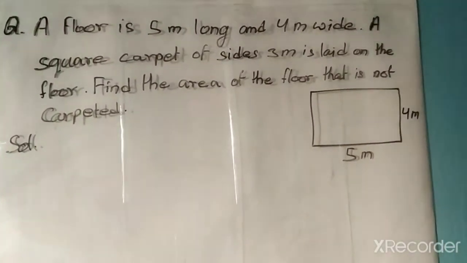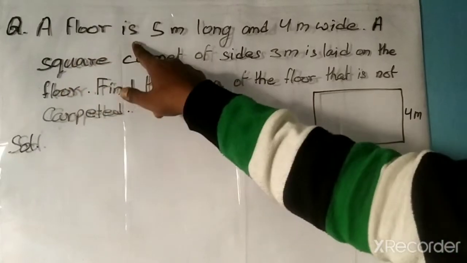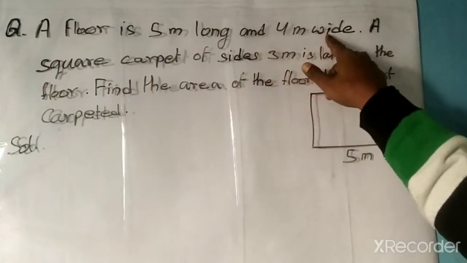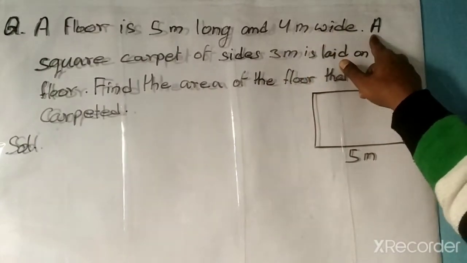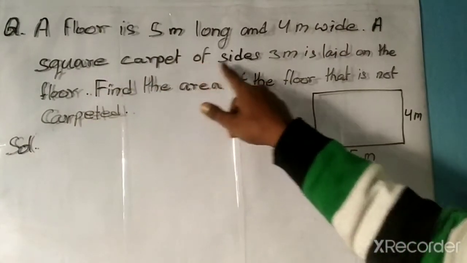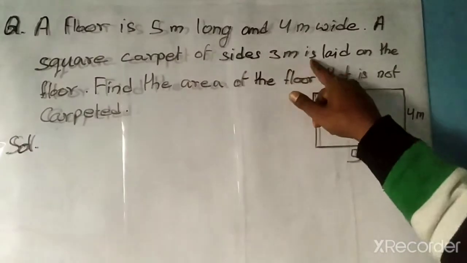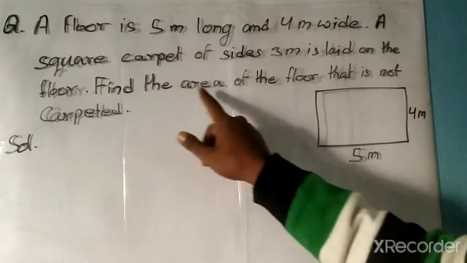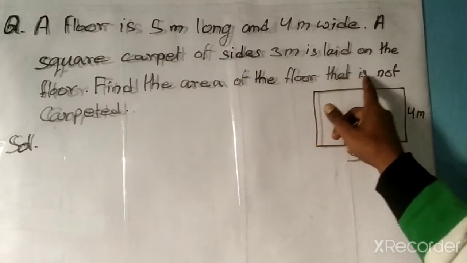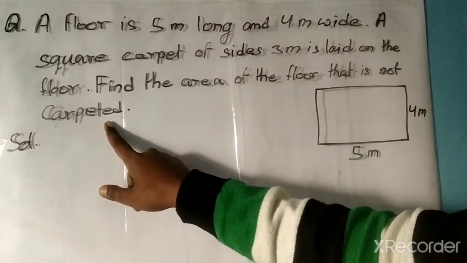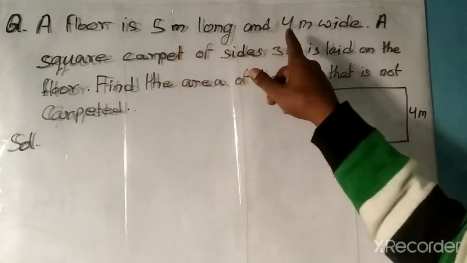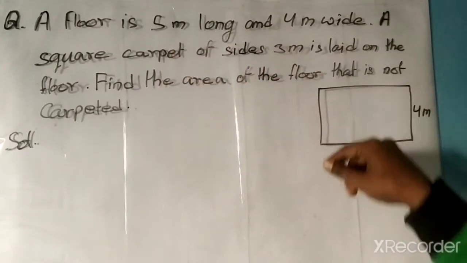Today's question is: a floor is 5 meter long and 4 meter wide. A square carpet of sides 3 meter is laid on the floor. Find the area of the floor that is not carpeted. Means, the size of the floor is 5 by 4. Okay, I have drawn this 5 by 4.